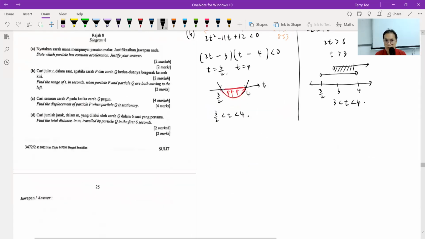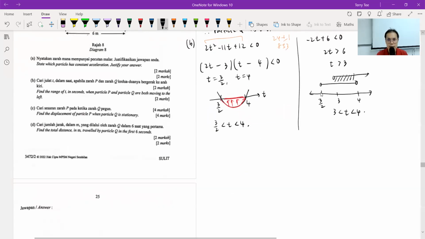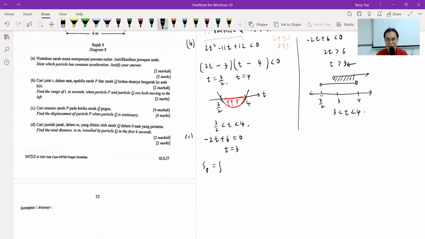Now, the next one, part C, find the displacement of particle P when Q is stationary. Okay, Q is stationary when your VQ, minus 2t plus 6, is 0, t is 3. Actually, we already got t equals 3 from here. But to find the displacement of particle P, we must first find what is your displacement function for P. We can do that by integrating the velocity function of P, this one.